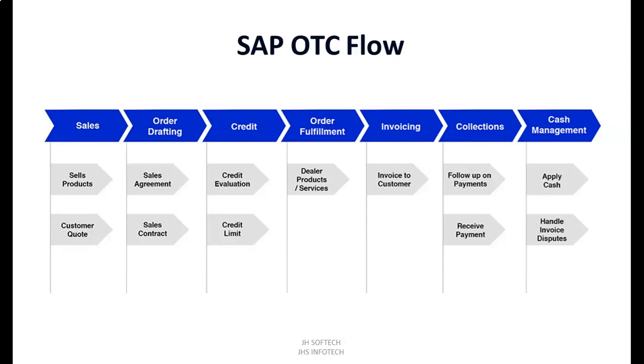Now, what is the SAP OTC flow? We have sales. In sales, we cover sales products and customer quote. Order drafting, in which we have sales agreement and sales contract. Credit, we have credit evaluation and credit limit. Order fulfillment, we have deliver products and services. Invoicing, we have invoice to customer. Collections, we have follow up on payments, receive payment. Cash management, we have apply cash and handle invoice disputes. These are the things that we have.